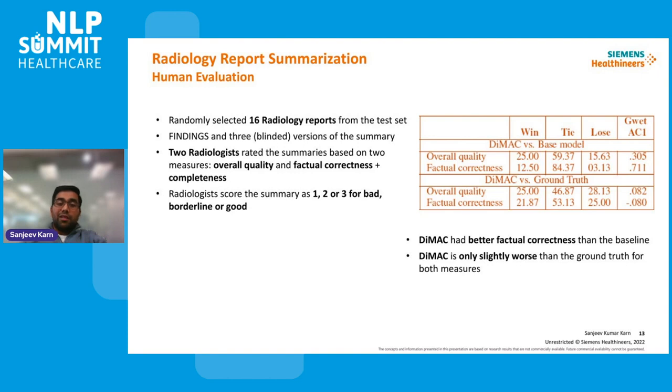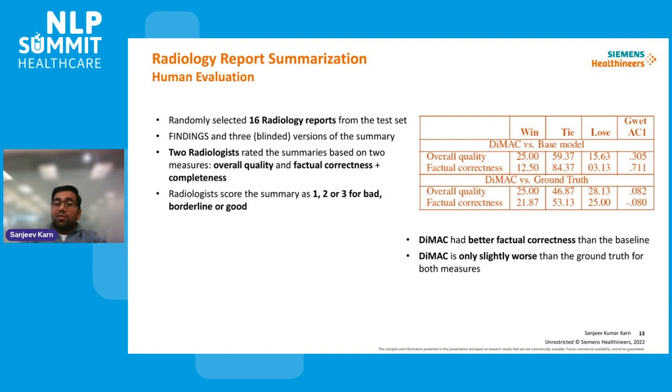The radiologists eventually rated these three different versions of summaries on a scale of 1 to 3, 1 being bad and 3 being good. And as you can see on the right side, compared to the baseline model, differentiable multi-agent wins in many cases. We also did inter-annotator agreement, where we find that in both overall quality and factual correctness, the annotators agree quite significantly, and believe that the differentiable multi-agent actor-critic produces better summaries.